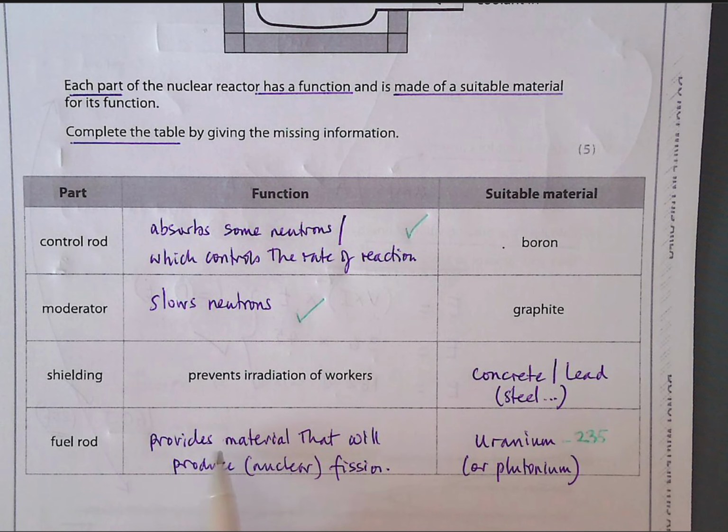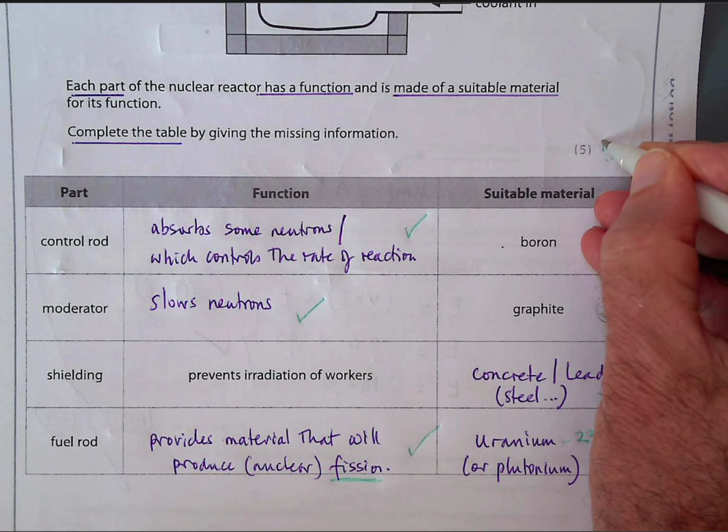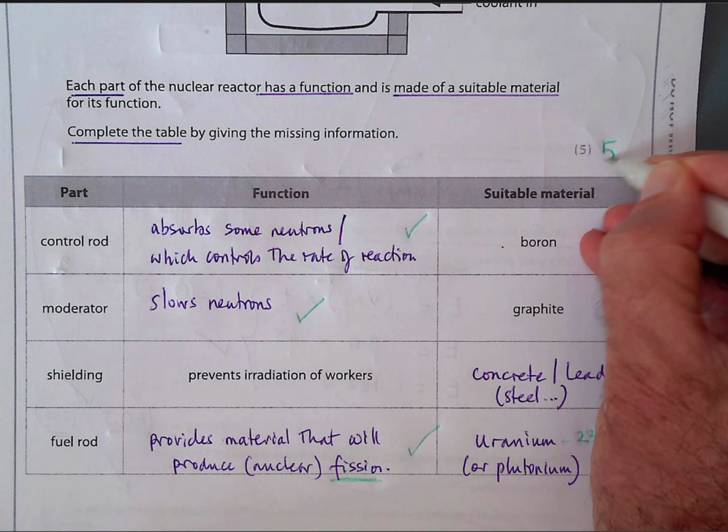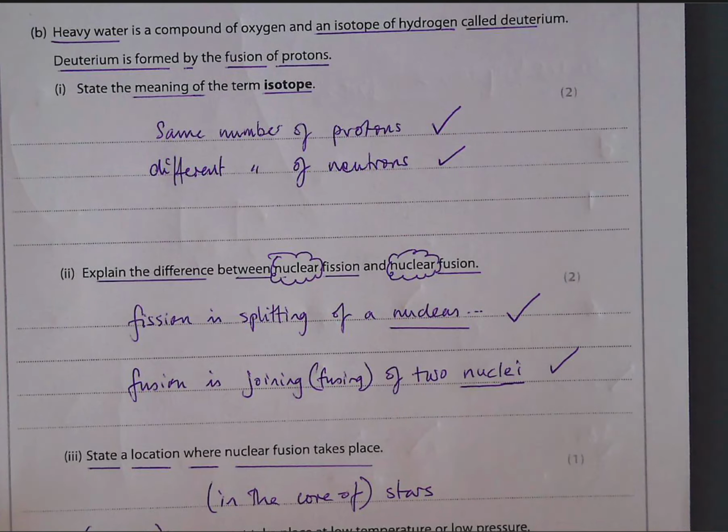And they want you to explain, well, what is the fuel rod? Its function, what is the function? It's a material that will produce nuclear fission. So you must have the key word, the material that will produce nuclear fission, for that mark. That gets you the 5 points. Looks like my green ink is running out. Okay, all right, so that's the beginning of question 7.